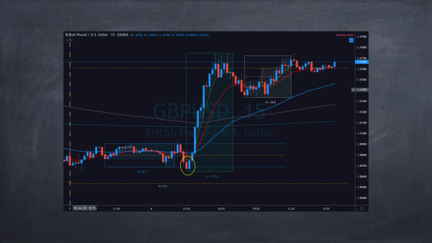I mean, this one here is pretty simple, right? 21 pip range. So we can take a type 2. Goes straight up, straight down. Railroad tracks right here. And it's gone. 110 pips in one direction.